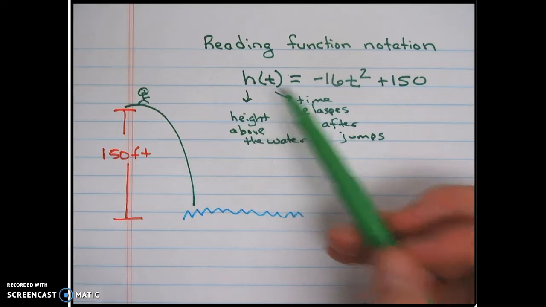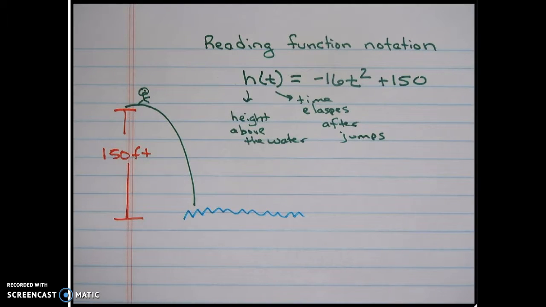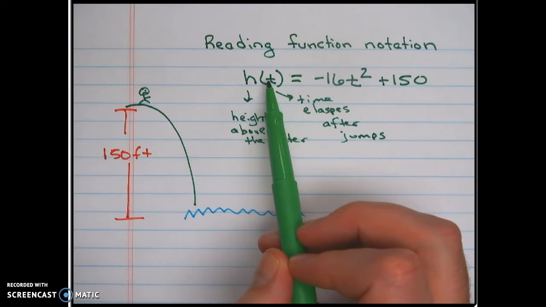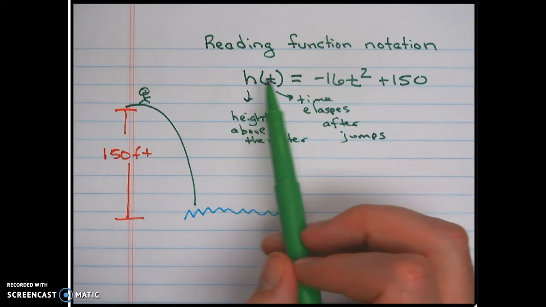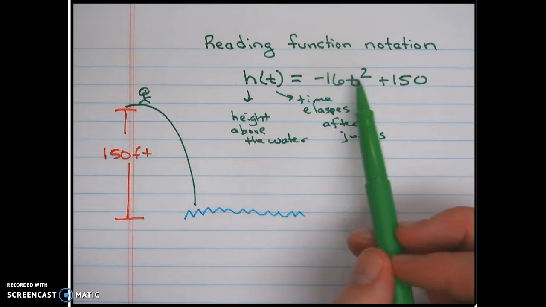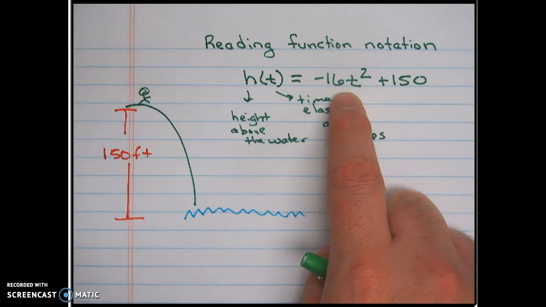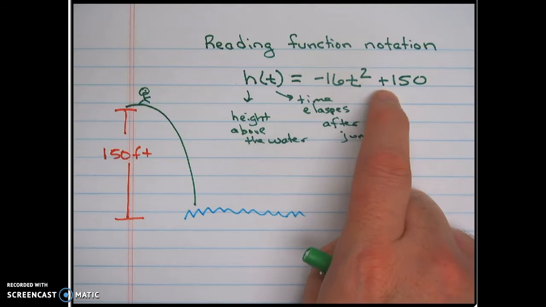And that's one thing function notation tells us: what our variables are, the things that change the situation, and which one depends on which. So you can read this as your height depends on your time. Well, how does height depend on time? It depends on time based on this equation: equals negative 16 times whatever your time is squared plus 150.